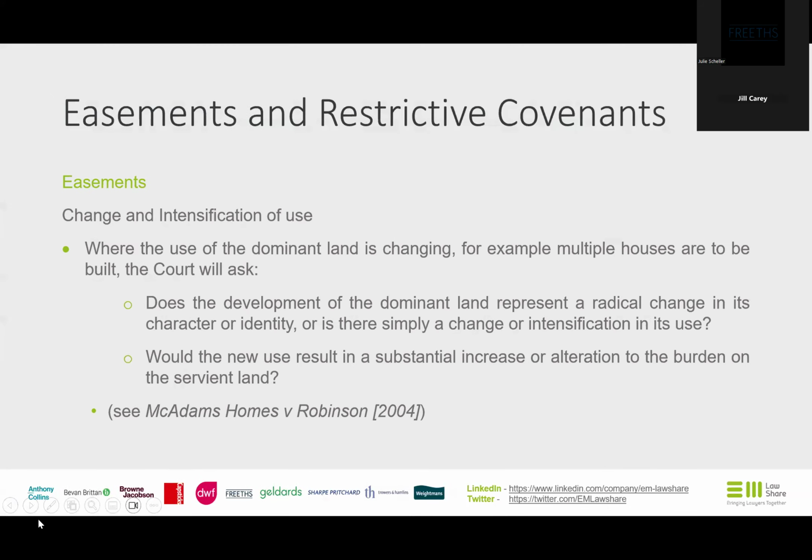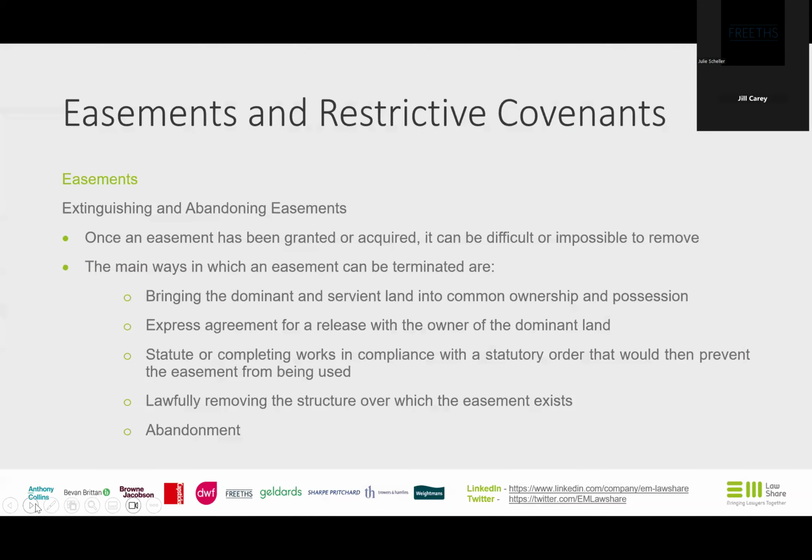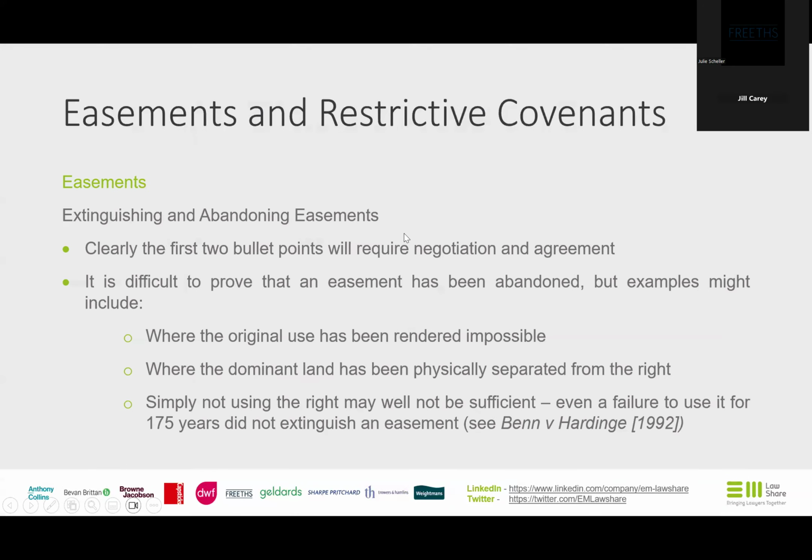You can see from that the first two bullet points are going to require negotiation and agreement. If you don't have any statutory rights or it's too expensive to use the statutory rights, you might want to try and consider whether you can argue abandonment.